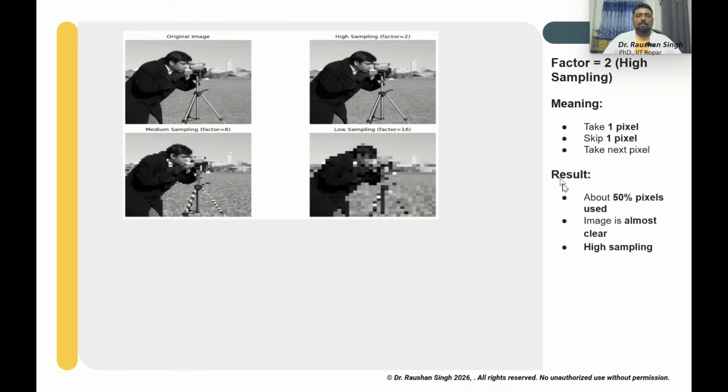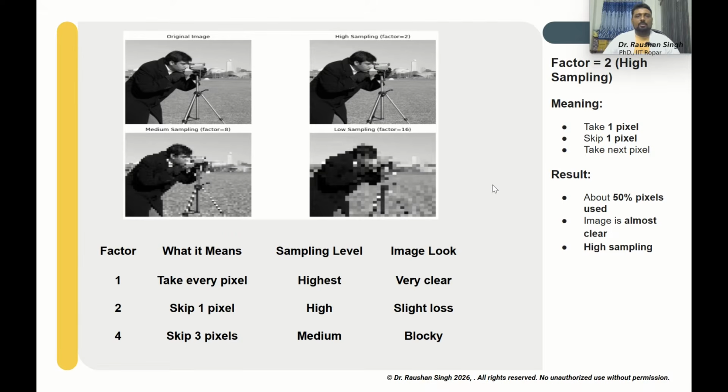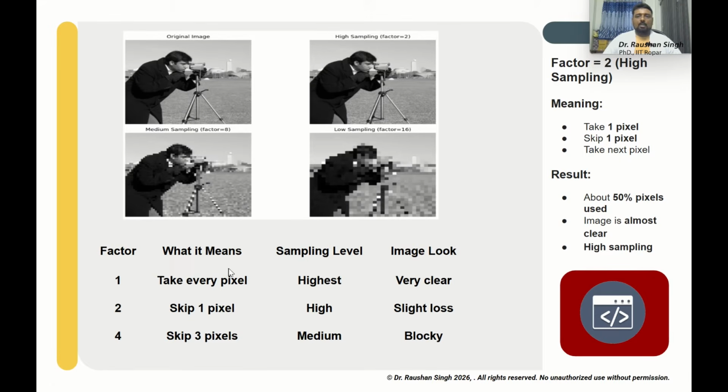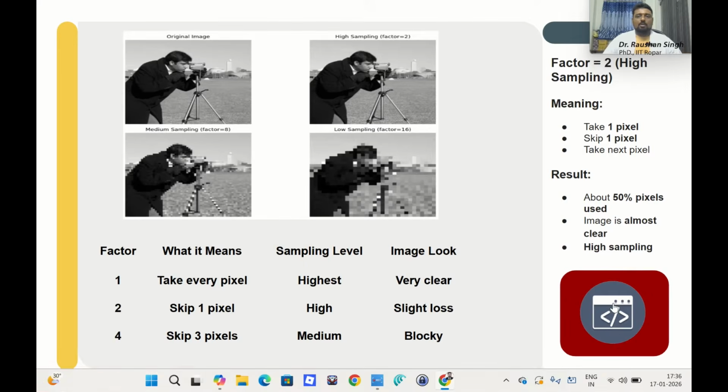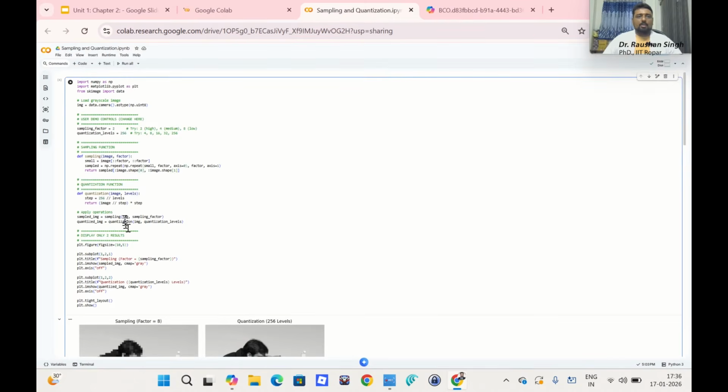If you are taking the sampling factor of 2, 50% of the pixels will be available. Okay. So what is the meaning of sampling with factor 1, factor 3 that is mentioned here? So you can see what effect it will give to the image, that is mentioned here in this part. Okay, so to make the understanding much clearer, I have a coding part also. So let me run the code and we'll see how the code basically performs.